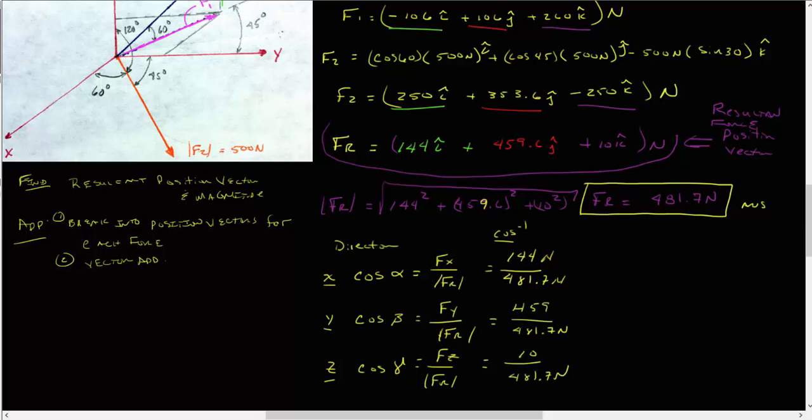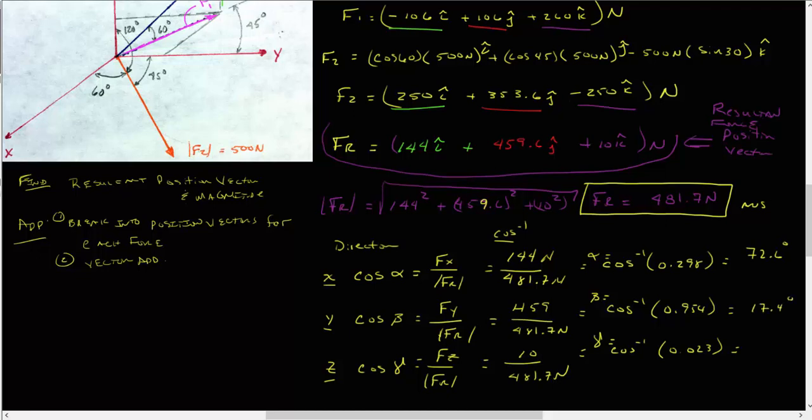So after I do that, I get arc cosine of 0.298, the arc cosine of 0.954, and the arc cosine of 0.023. So this would be alpha is equal to, this would be beta is equal to, and this would be gamma is equal to. So then I get 72.6 degrees, 17.4 degrees, and 88.8 degrees.